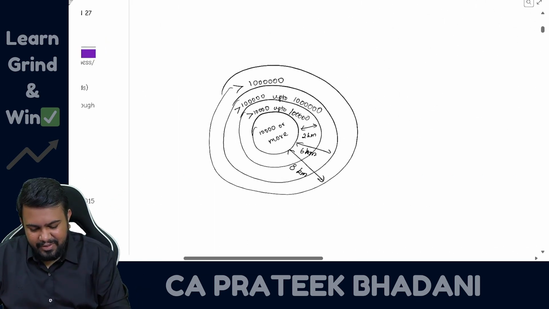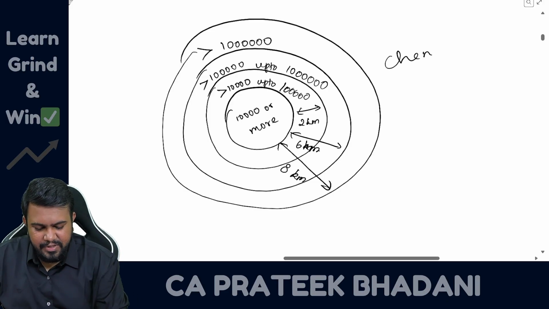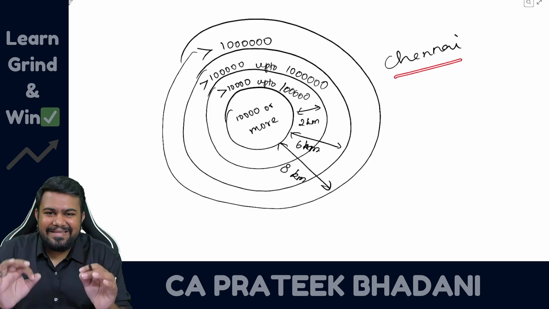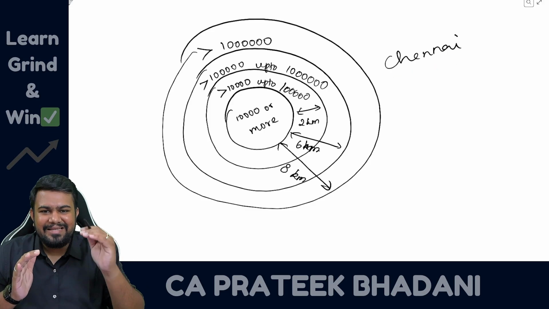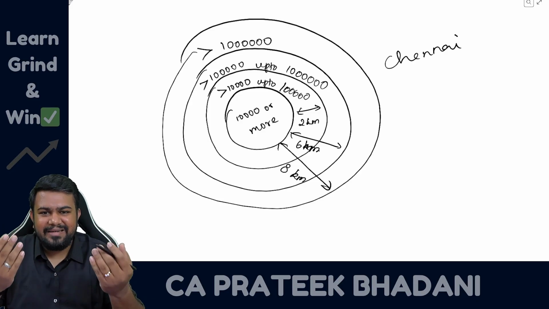Okay, I will tell you the definition of urban area. Let's take an example of Chennai. If the population of Chennai is exactly 10,000, then Chennai will be considered as urban area. If it is less than 10,000, then it is not urban area. If it is exactly 10,000, it will be considered as urban area.